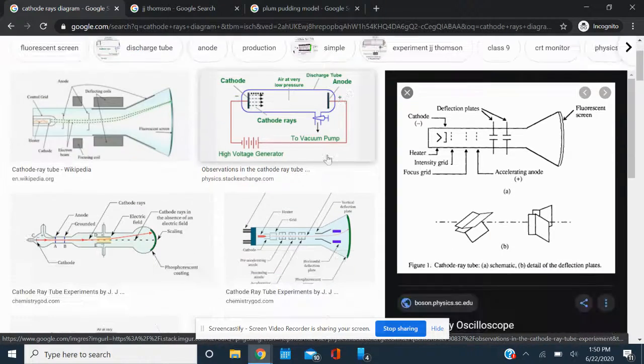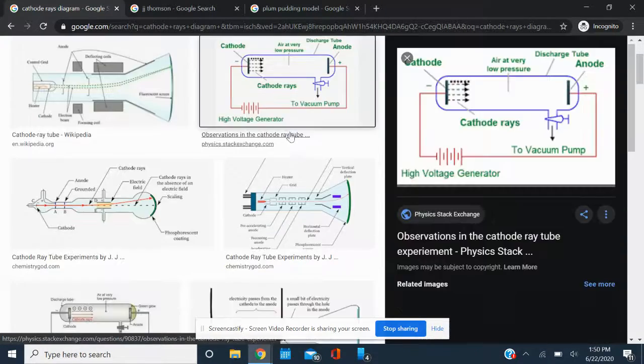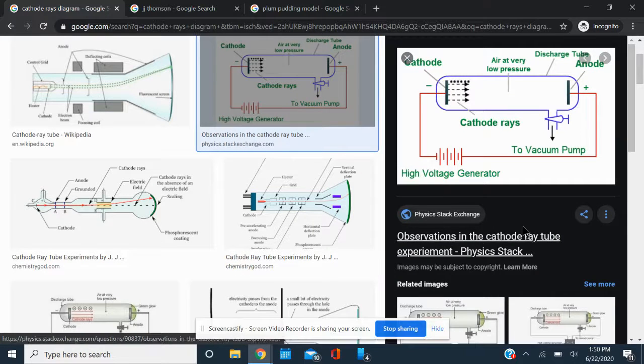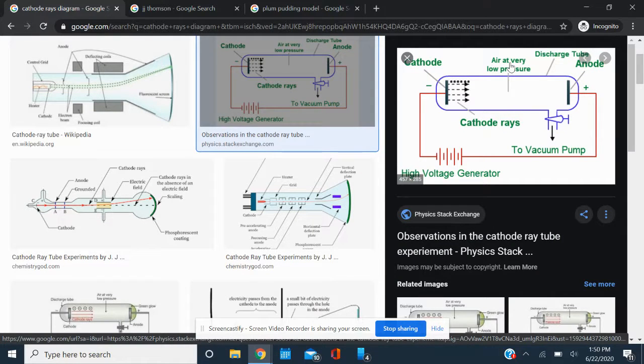What the cathode ray consisted of was a large glass tube, and inside it had very low air pressure, and he would apply very high voltage to it, and there's a cathode and an anode. The cathode is meant for negative particles, while anodes are meant for positive particles. And then there's a vacuum pump.